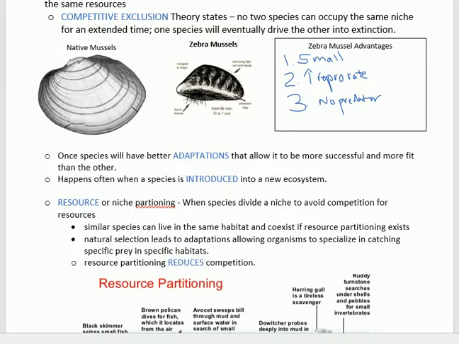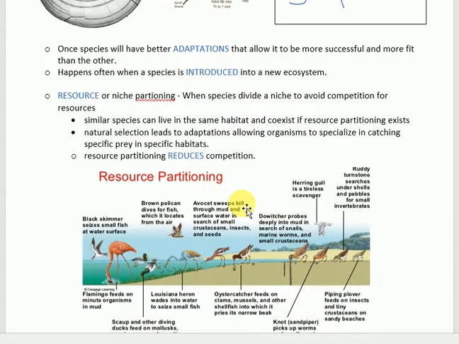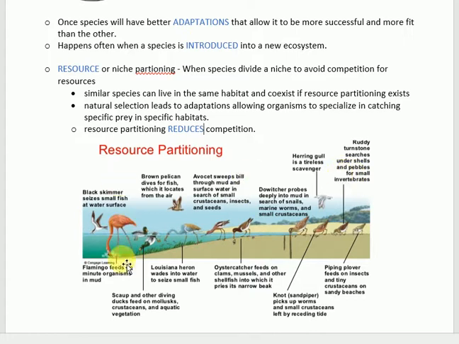This resource partitioning actually reduces competition. A great example of this resource or niche partitioning is birds. This gives a wide range of birds, and I'll talk about that in a minute. But even if you look outside in your backyard or even at the school, you will see there are multiple species of birds living in the same area because of this resource partitioning. So in this example, you can see that all of these birds live in the same area. But the resource partitioning comes in because they have capabilities of eating different resources.